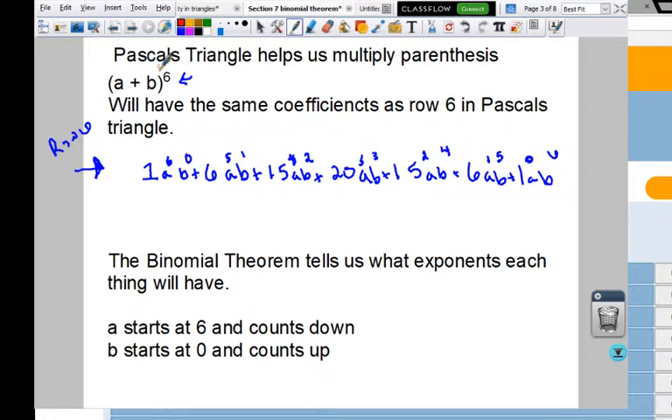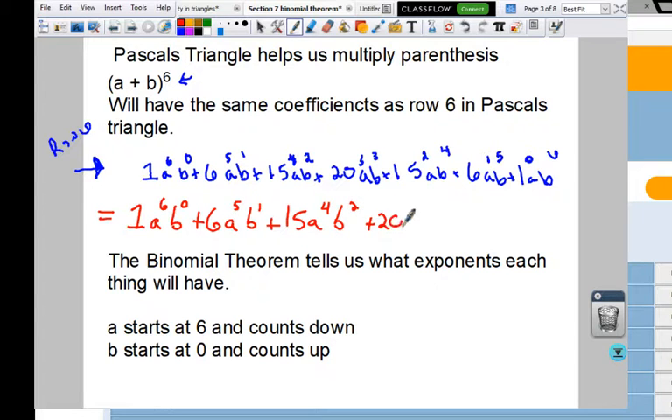Okay. So after I do A plus B to the 6, it is going to equal, for my polynomial, 1 A to the 6, B to the 0, plus 6 A to the 5th, B to the 1, plus 15 A to the 4, B squared, plus 20 A to the 3rd, B to the 3rd. Is the B exponent the number of the row? Yes, that's how it starts. What are you doing now? I'm just rewriting it so it's easier to see. Plus 15A squared, B to the 4, plus 6A1 B5, plus 1A0 B6.